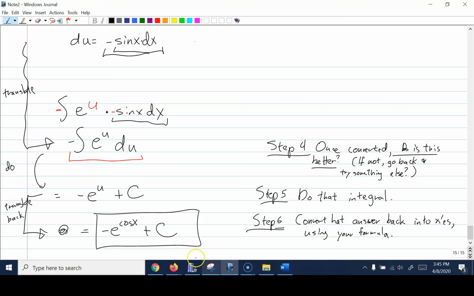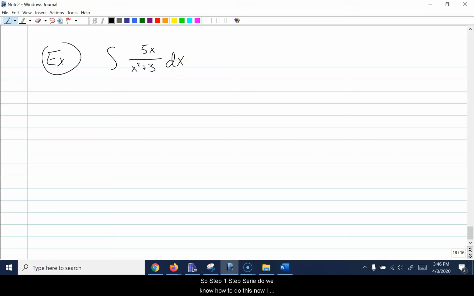Let's do some examples. Let's try the integral of 5x over x squared plus 3. So, step 1, or I guess step 0, do we know how to do this? No, I can look at my list of things I know the integral of. This is not any of those categories. Step 1, I gotta pick a u thing.